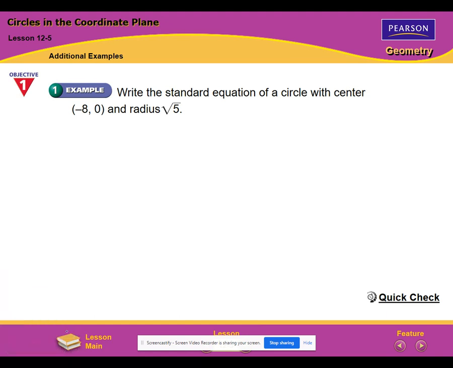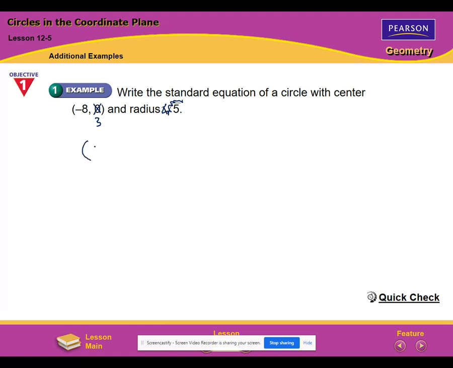It says, write the standard equation of a circle with center -8, 0, and radius the square root of 5. Okay, I'm not crazy about that, so I'm going to change the 0 to 3, and I'll come back to the 0 in just a second. Let's just say it's -8, 3, and then the radius, I'm going to change that too. Let's say it's just a radius of 5. We'll come back to their example in just a second and do it too.